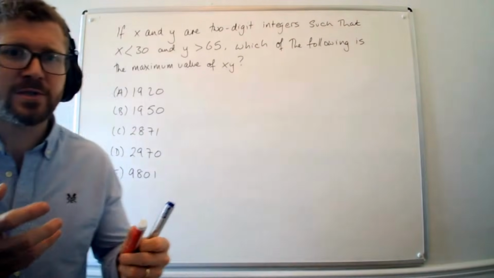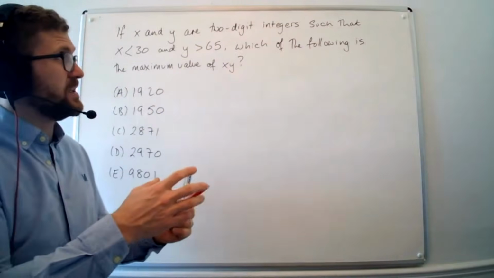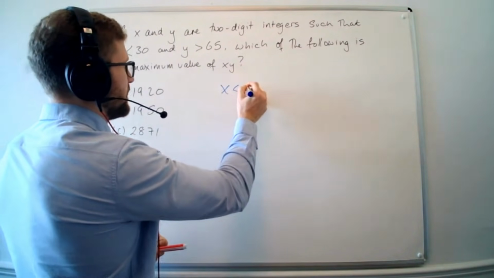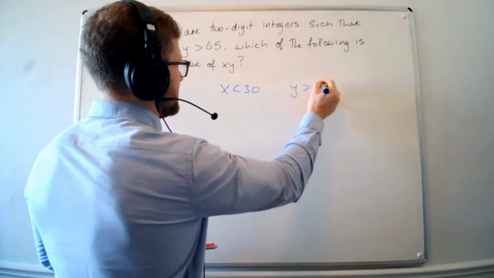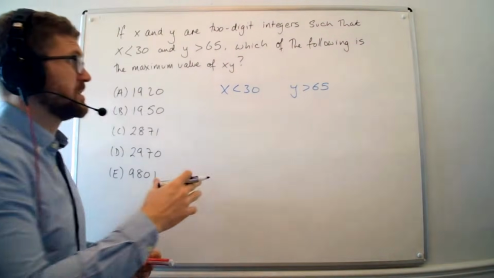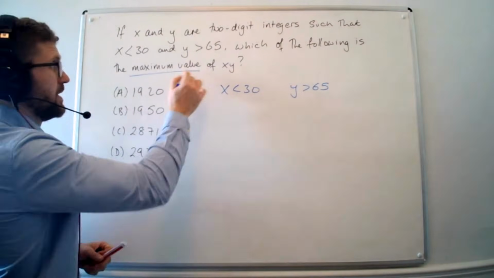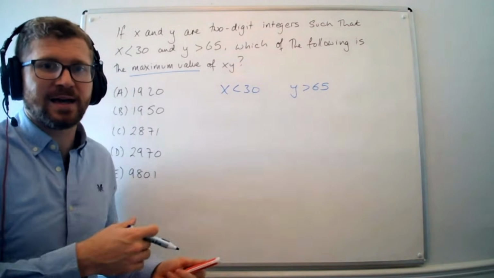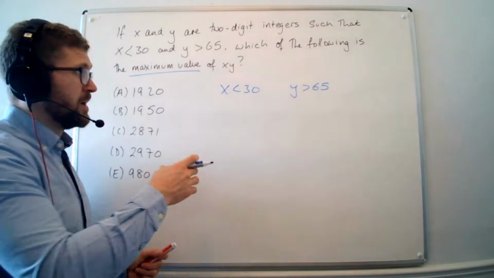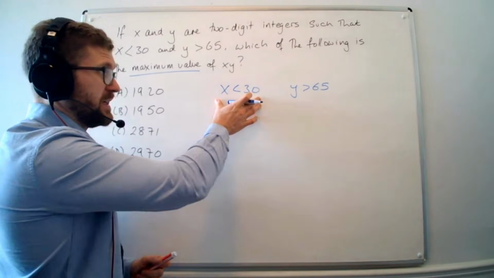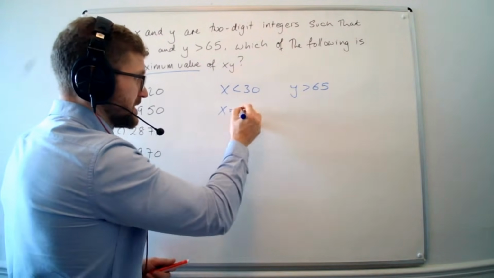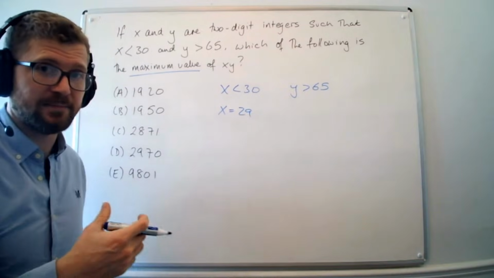Right, so what we're told in this question is x and y are two-digit integers, and we know that x is going to be less than 30 and y is going to be greater than 65. Now they've got to be two digits, and I want to find the maximum value of xy, so I should go about making x and y as big as possible. So the biggest value that x could be, it's a two-digit integer and it's less than 30. Well, the biggest thing that x could possibly be there is 29.